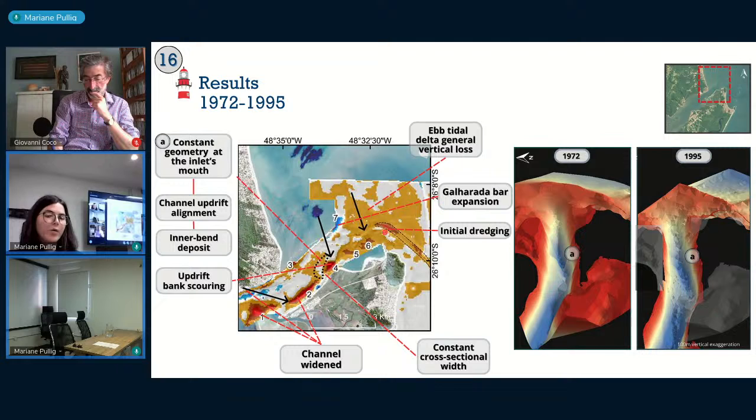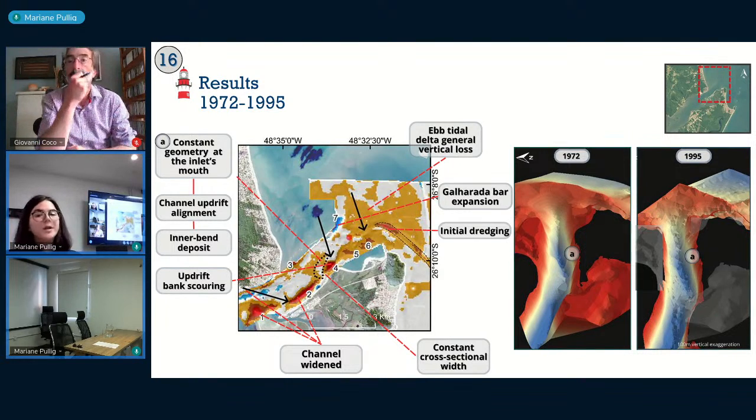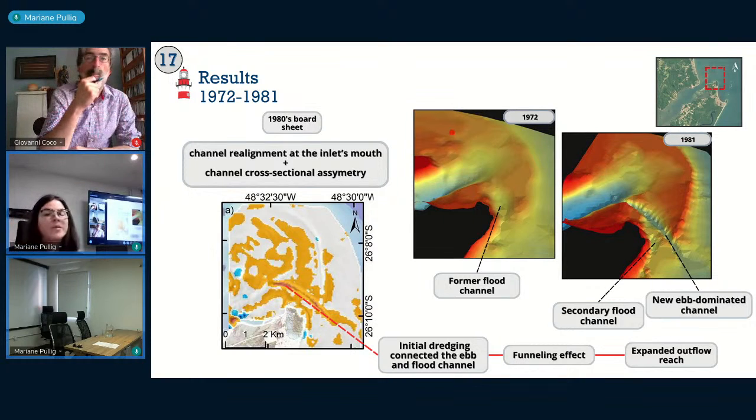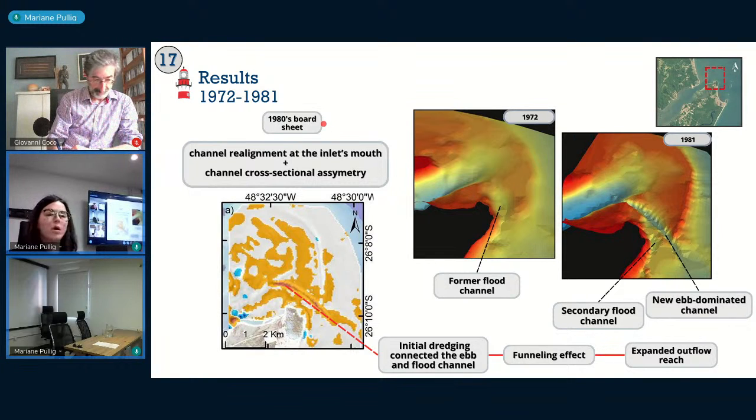This channel remains until nowadays, where what they did was to connect the flood channel, which means the deepest part of the southern lobe, to the main ebb channel. So here we can say that this geometry at the inlet's mouth remained from the 70s to the 90s decades. So we had this bathymetric sheet from the 80s, and it played the key role in enhancing the resolution of the analysis and becoming a decadal analysis during this period.